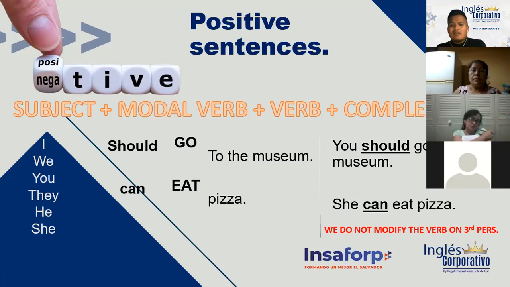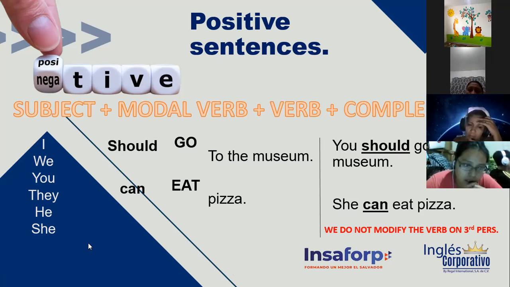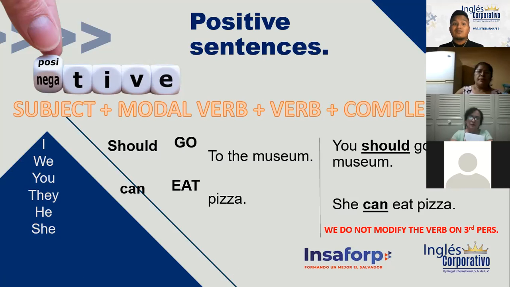What would happen if I don't have the modal verb can? ¿Qué pasaría si no le pongo el modal verb can? How would the sentence be? ¿Cómo estaría la oración? She eats pizza. Correct. If we don't use a modal, we have to modify the verb. So we would have to add a letter S, right? And it will be, she eats pizza. But because we are using a modal verb, we cannot modify the verb. Understood? Yes, I understand. Perfect.